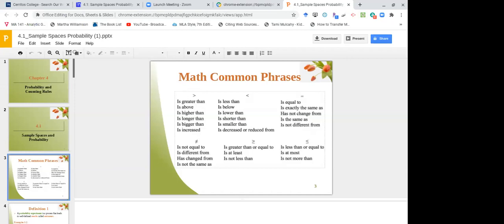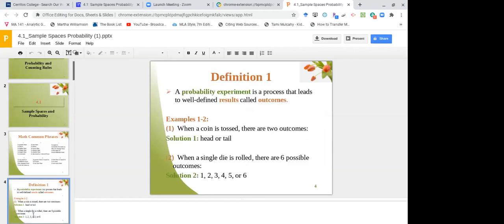So if you notice, you have the greater than sign, and you have all the phrases underneath that. You have the less than sign, and you have all the phrases underneath that. You have equal to, and all the phrases that mean equal to underneath that. Study this slide, print it if you have access to a printer, or take time to write it down. Keep it somewhere because it's going to come in very handy, not only in the rest of chapter 4, but also in subsequent chapters.